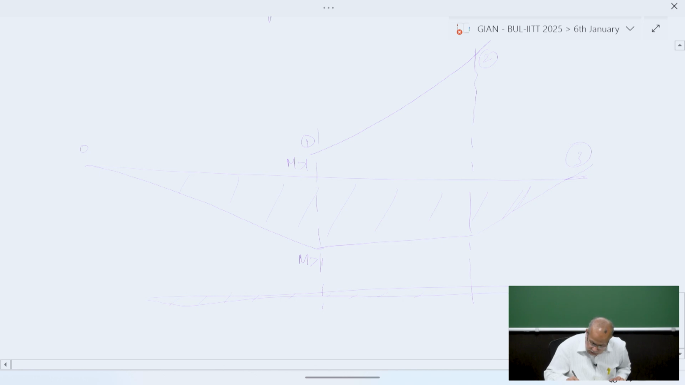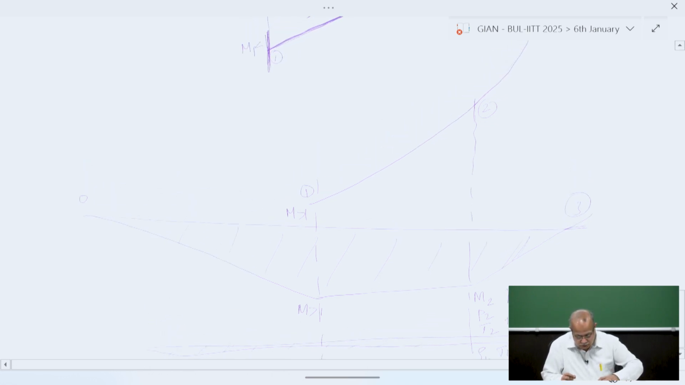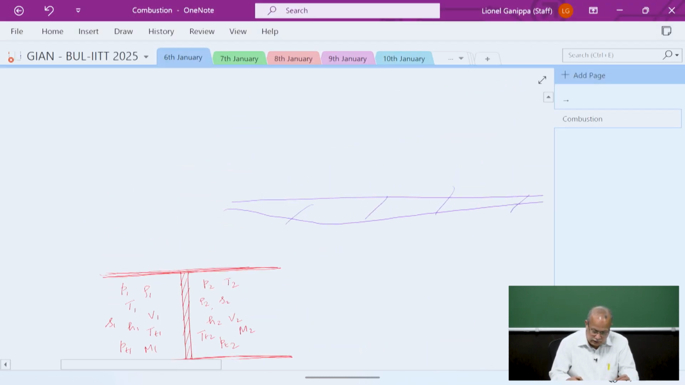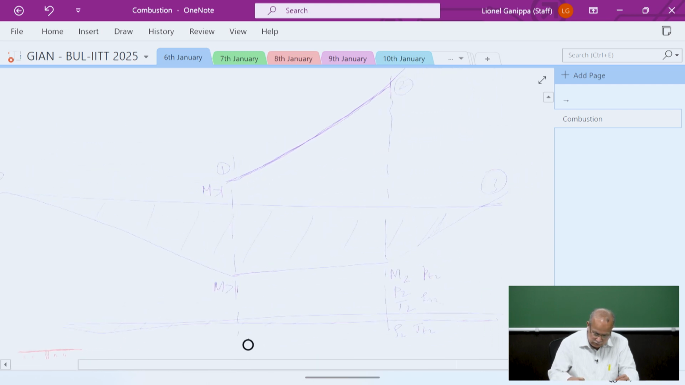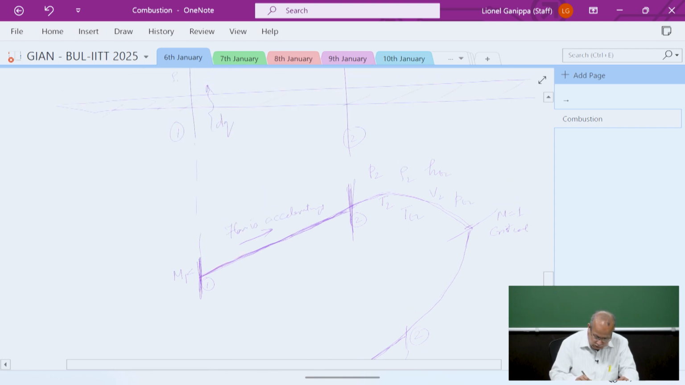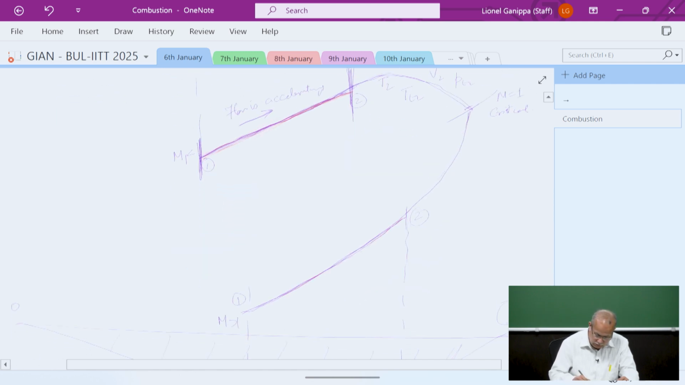Say, for example, to find out what is M2 here, what is P2, what is T2, what is ρ2 and TT2, what is PT2, and all other parameters, we can calculate from this Rayleigh theory. So that is what we'll be looking at. We should be able to calculate using the upper branch for ramjet problems and the lower branch for scramjet problems. But the theory is the same, one theory.